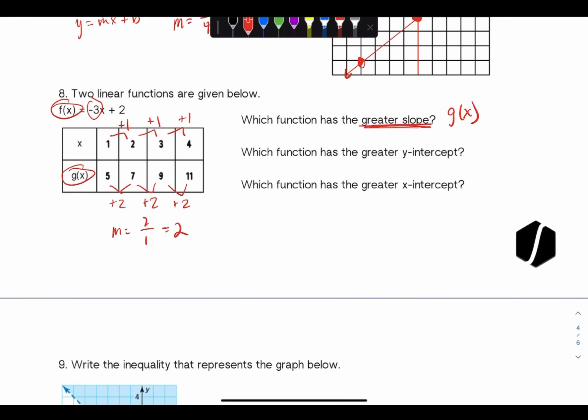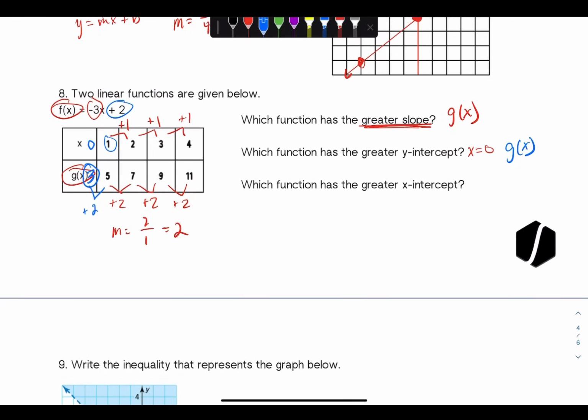All right, which function has the greater y-intercept? Let's see. Y-intercept, remember that's when x is equal to 0. So we know in f of x that the y-intercept is 2. But what is the y-intercept for g of x? Because we only have when x is 1 in the table. So if we were to go back to when x is 0, we'd have to decrease another 2, and that'd put us at 3. So we have a 3 and we have a 2. So g of x is also the one with the greater y-intercept.